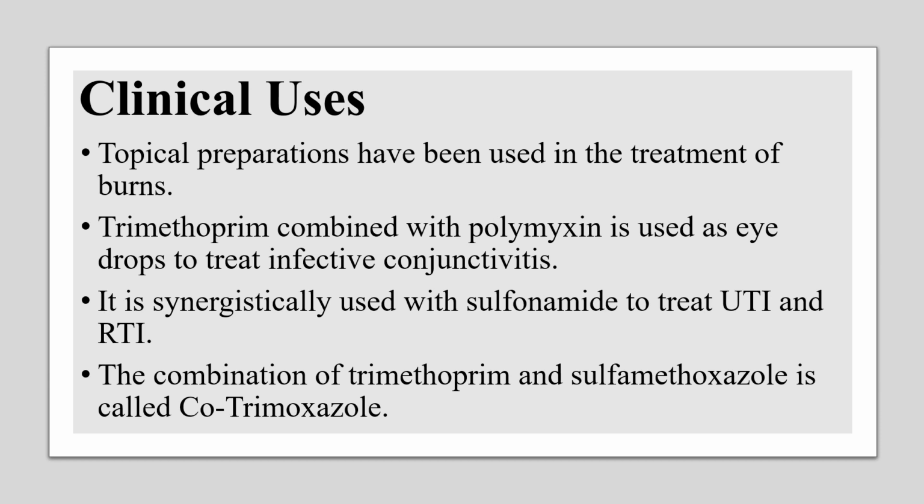Topical preparations of trimethoprim have been used in the treatment of burns. Trimethoprim can be combined with polymyxin, and it is used as eye drops to treat infective conjunctivitis. Trimethoprim can be used synergistically with the sulfonamide sulfamethoxazole, and this combination of trimethoprim and sulfamethoxazole is called co-trimoxazole. Synergistic administration is more effective as compared to both the drugs being administered separately, and this combination can be used to treat urinary tract infections and respiratory tract infections.